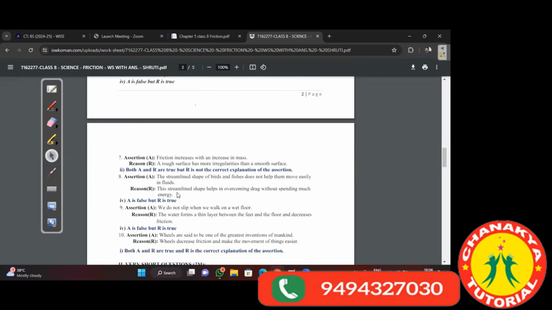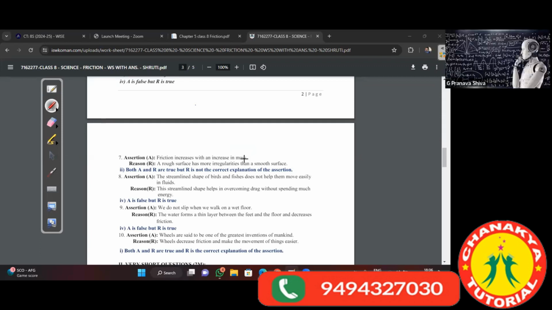For question 7, you are given the assertion and reason. So first we read the assertion and the reason and treat them as true or false. So our first step is to identify whether the given statement is true or false, whether it is correct or incorrect. So first we see the assertion. It says friction increases with an increase in mass. So is the statement true or false?